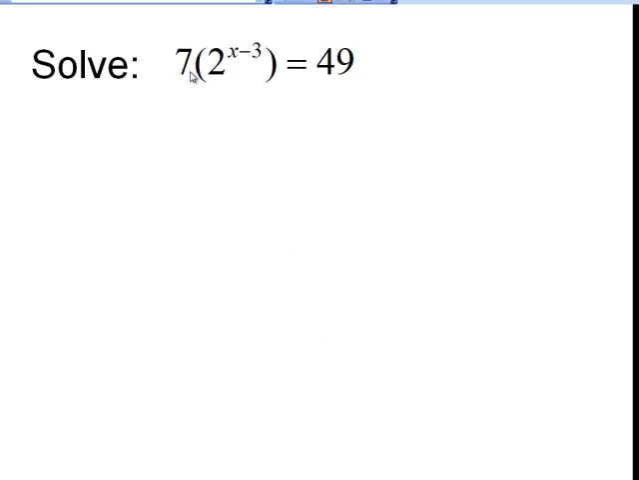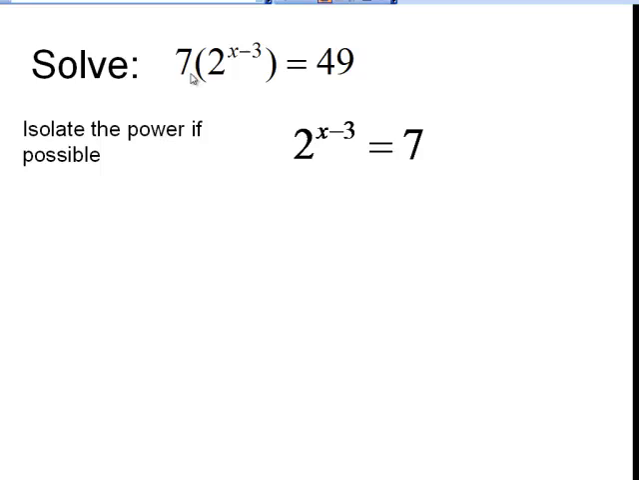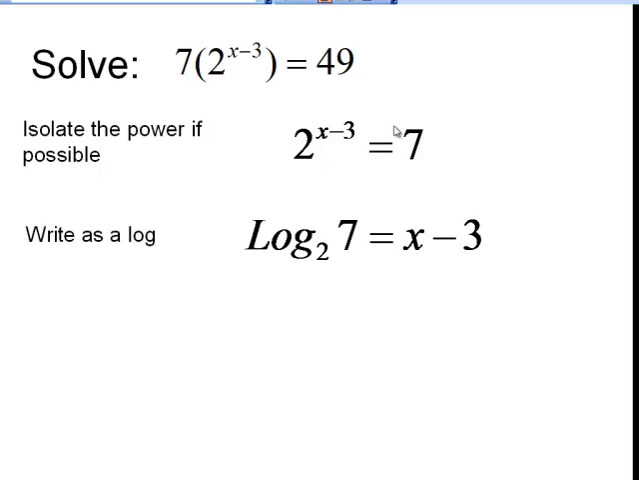Now, in this case, we have 7 times 2 to the x minus 3 equals 49. Always move whatever is farthest away from x first, so you divide by 7. Now you have 2 to the x minus 3 is equal to 7. You can't make these bases the same, so then we rewrite these with logarithms. So it's log base 2 of 7 equals x minus 3.